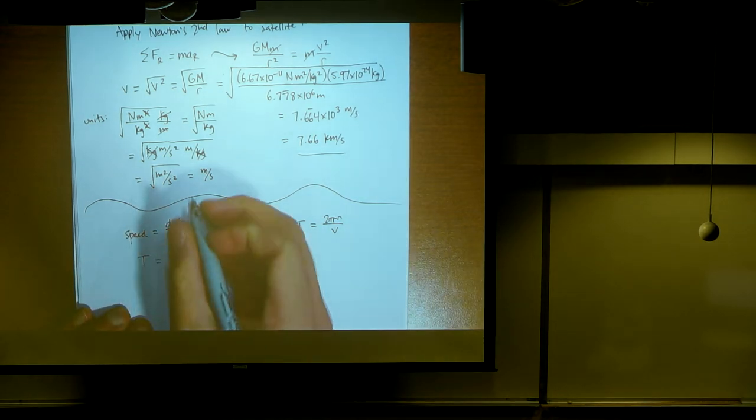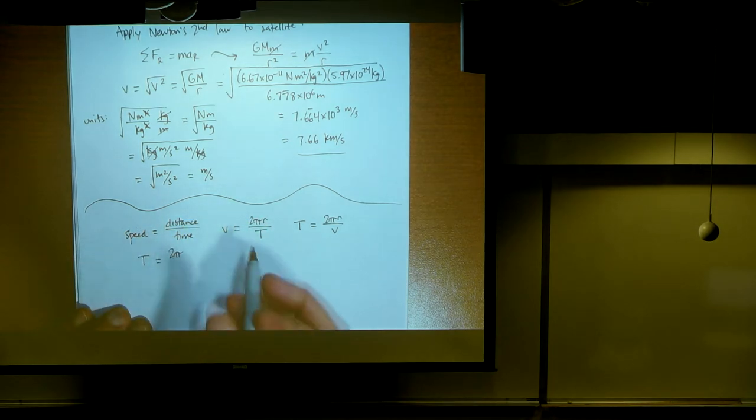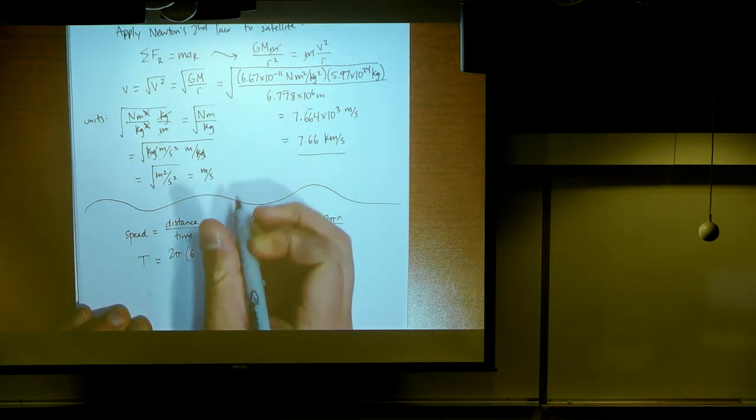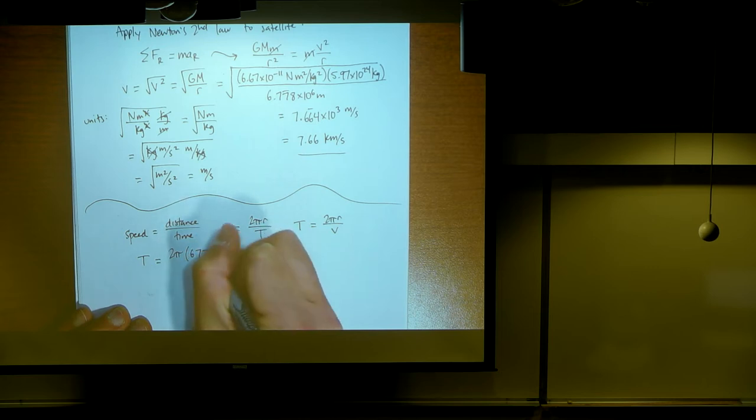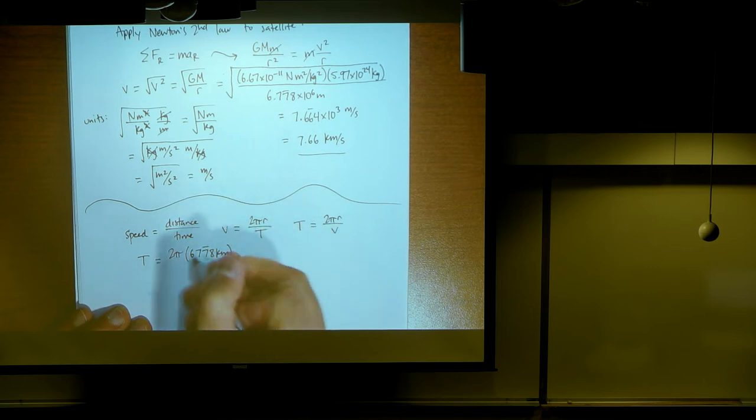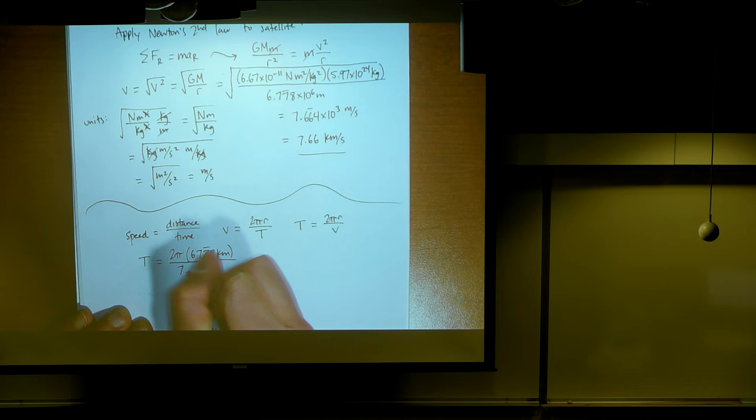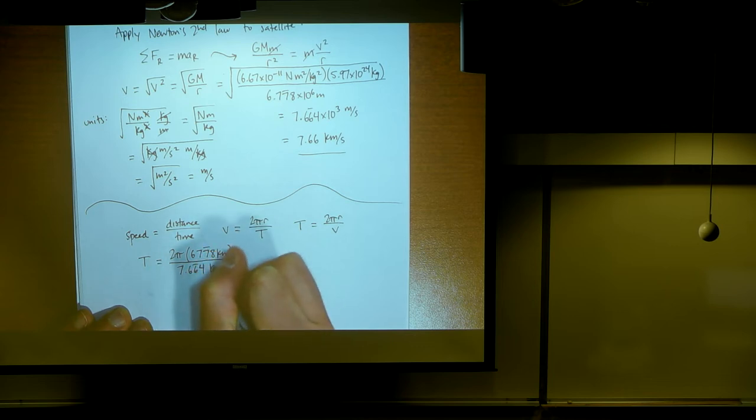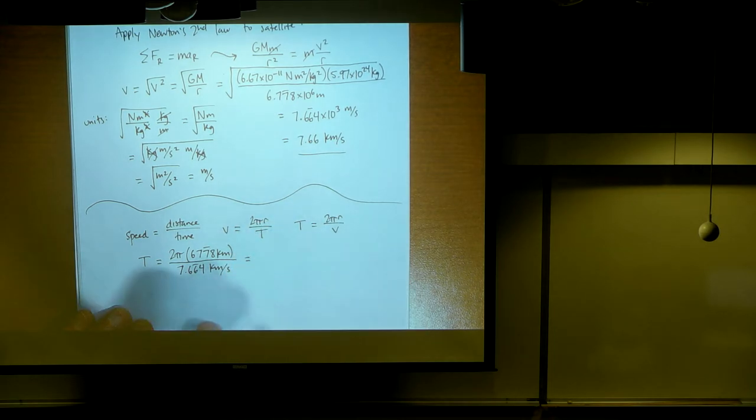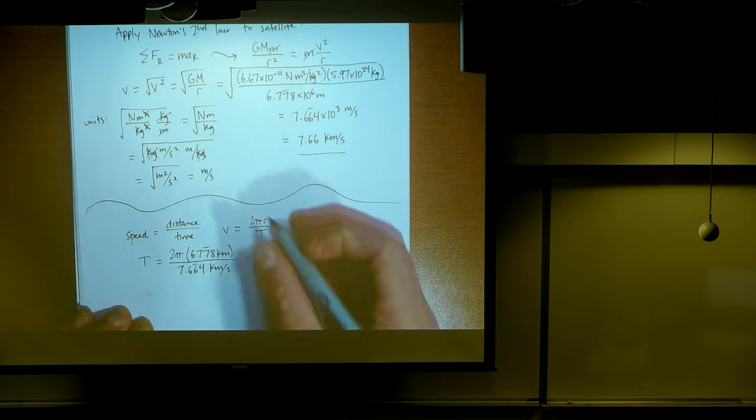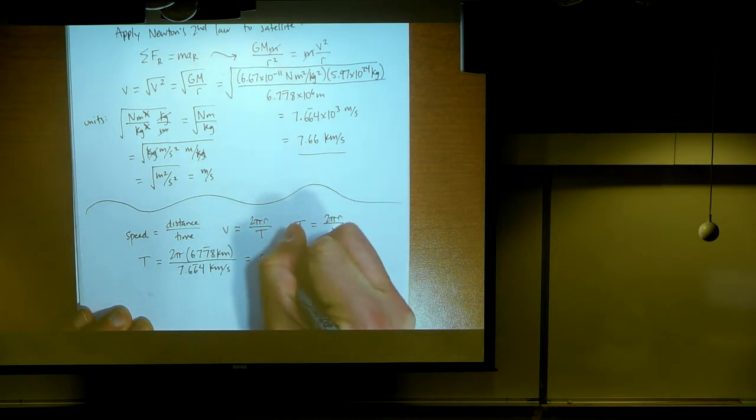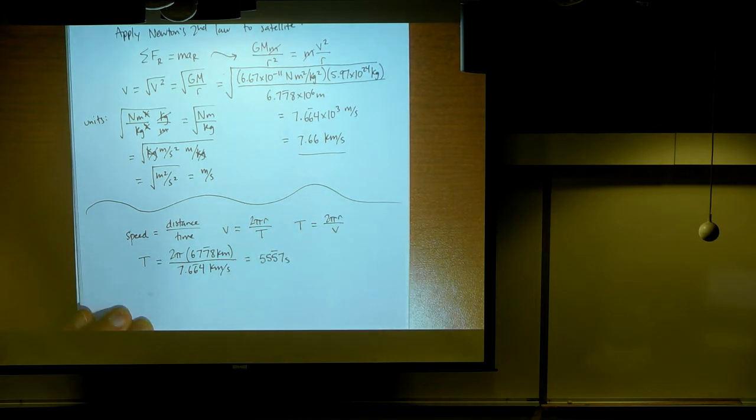We have 2 pi. The radius, let's put it in kilometers, is 6,778 kilometers. And for the speed, let's do that in kilometers per second. So that was 7.664 kilometers per second. So you see kilometers cancel, you just get seconds. So what's the answer in units of seconds? Five thousand five hundred fifty-seven seconds.